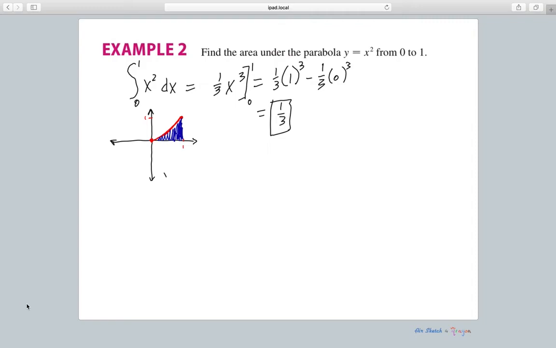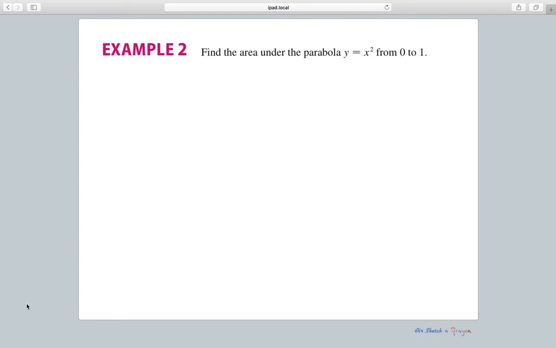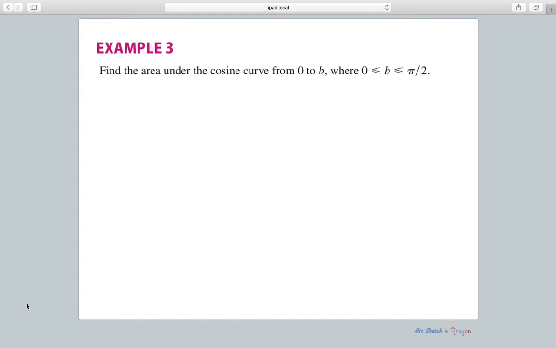So you might remember this was one of the first Riemann sums that we did, and we noticed that as we used more and more rectangles, our answers got closer and closer to a third. And now we've actually done the calculus, and the answer is exactly a third. All right, let's do another.